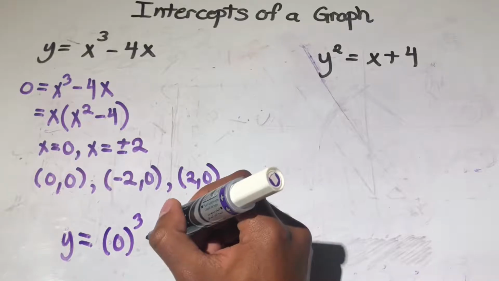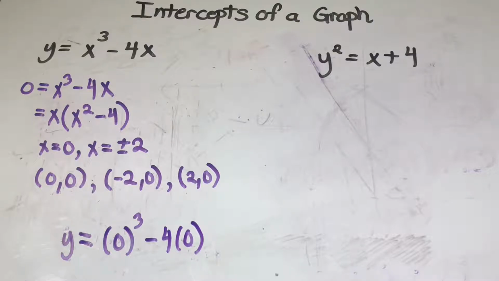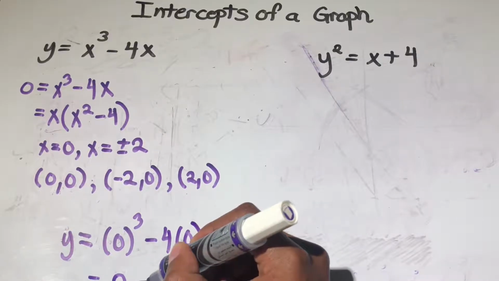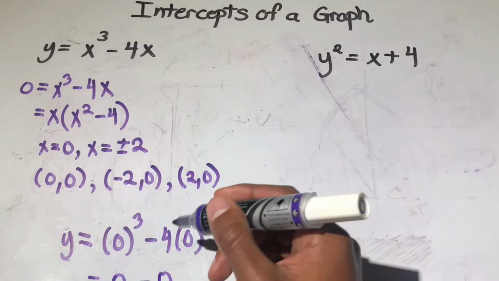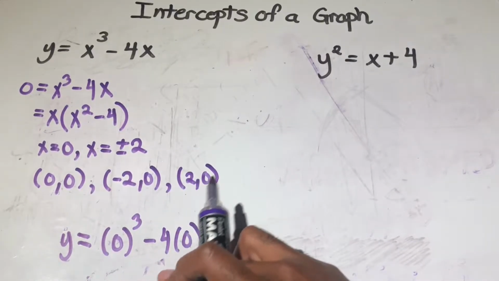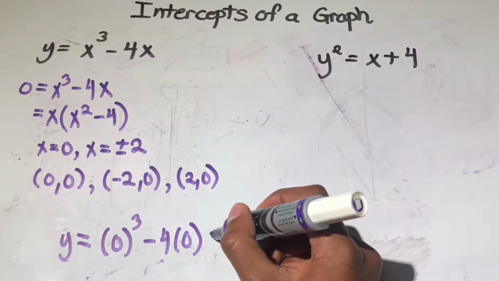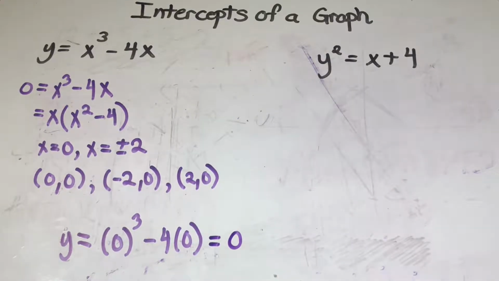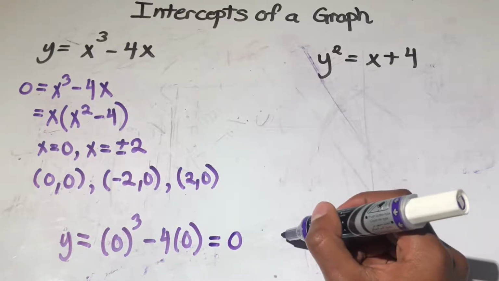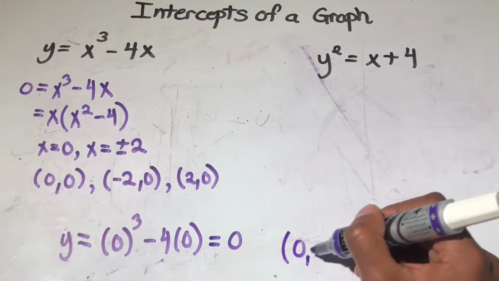Y is equal to 0 cubed minus 4 times 0. This is going to give us 0 minus 0. Zero cubed minus 4 times 0 is just going to give us 0. So this point is 0 at x and 0 at y.